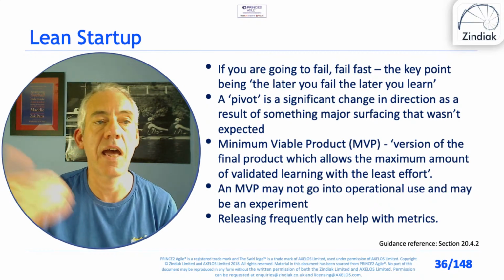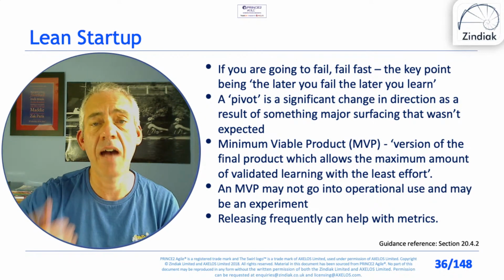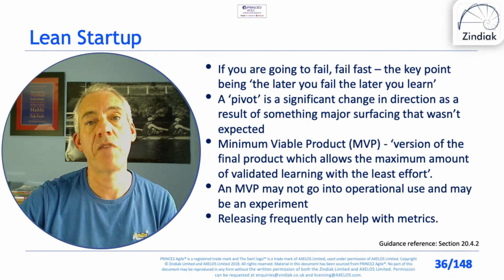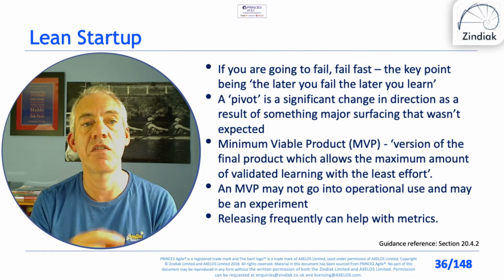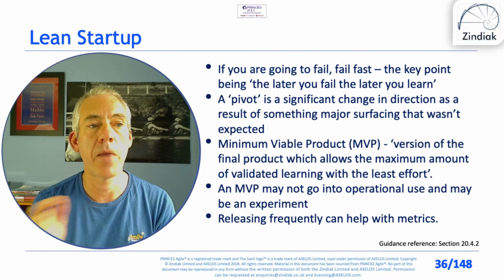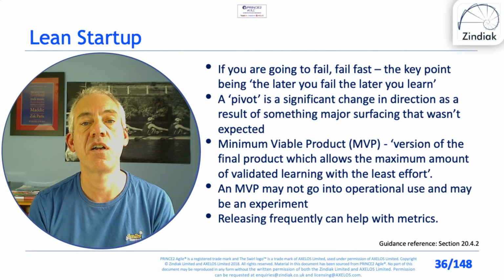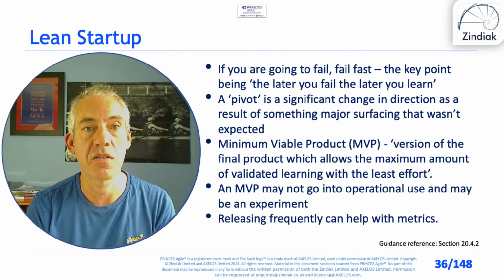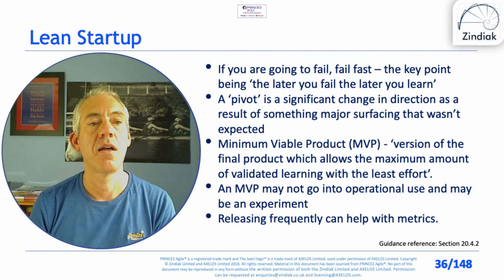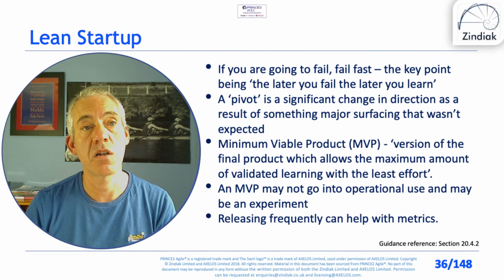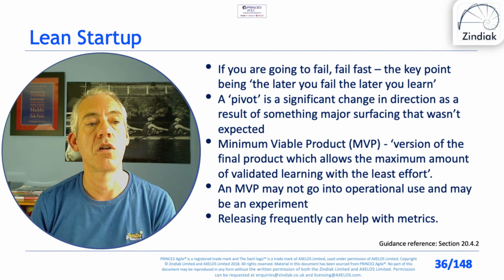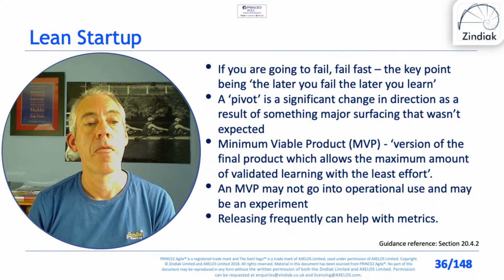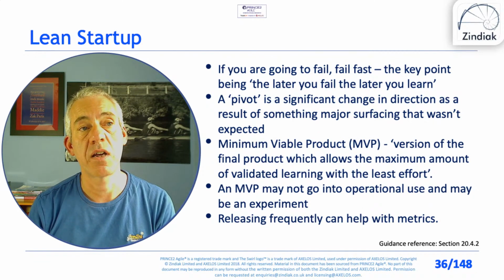So at each stage, you can have a different minimum viable product. This is not just one thing, but a version of the final product which allows for the maximum amount of validated learning with the least effort. That's the key thing. And it may not go into operational use, and clearly a picture on a whiteboard isn't going into operational use. Releasing frequently helps with metrics, that's fine.